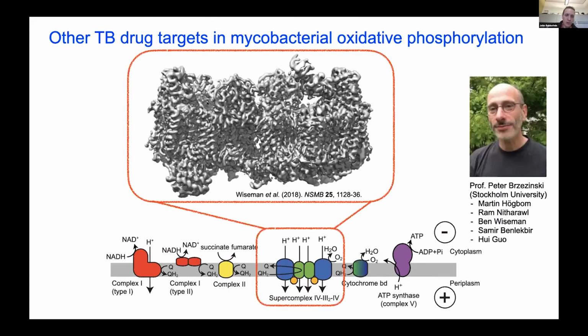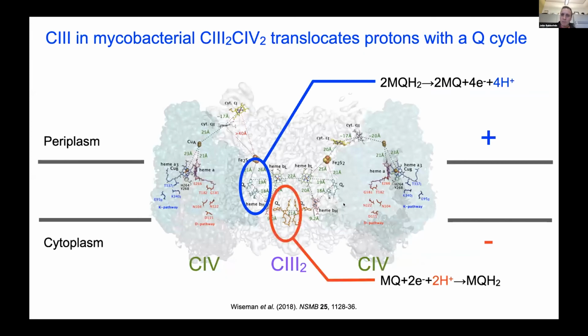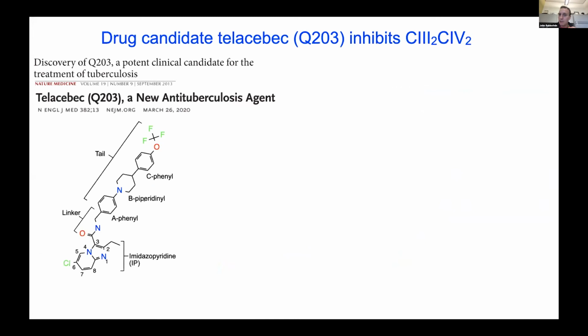In fact, our first foray into mycobacterial respiration was with my friend and collaborator, Peter Brzezinski, looking at the respiratory supercomplex. This is a fascinating machine that I can't explain in detail, but one of the ways it produces a protonmotive force is by oxidizing menaquinol at one site, releasing protons from one side of the lipid bilayer, reducing menaquinone at another site, picking up protons from the other side of the lipid bilayer. And the drug candidate Tilacebec is proposed to interfere with that process.